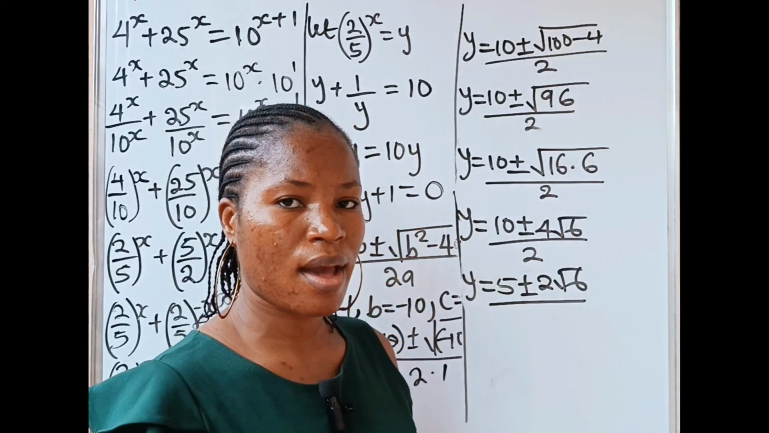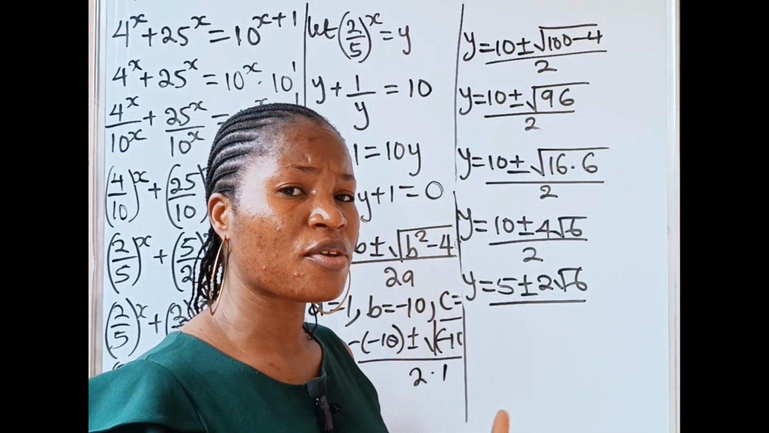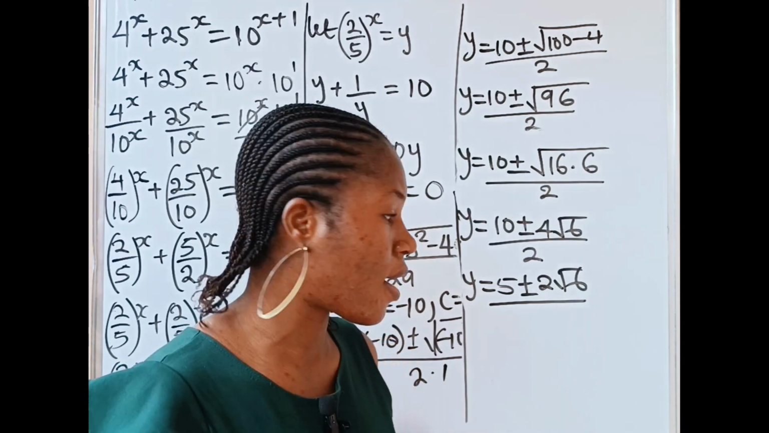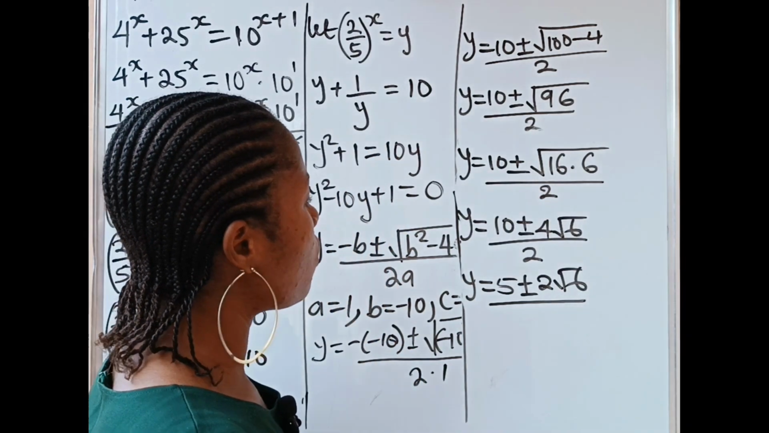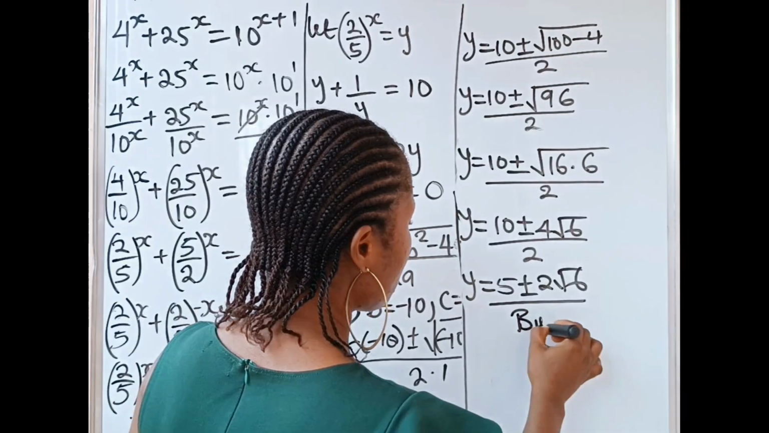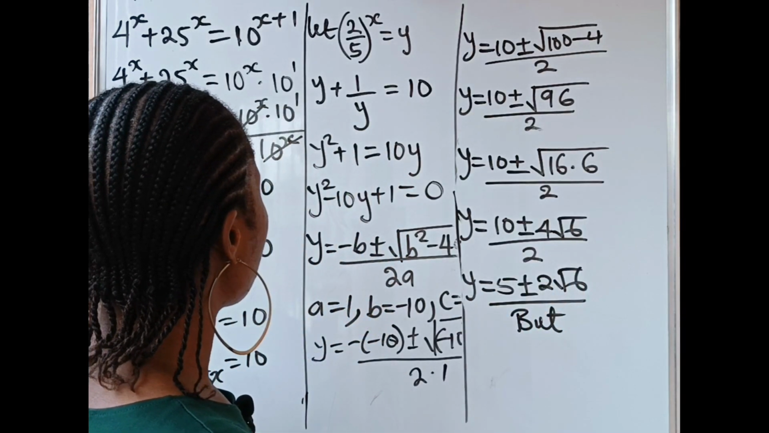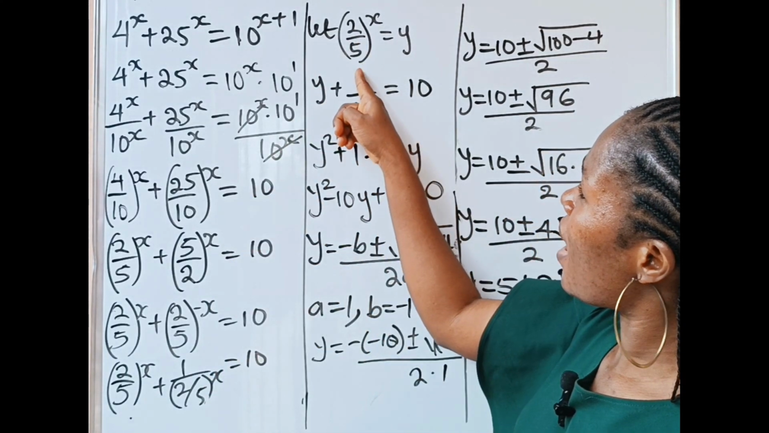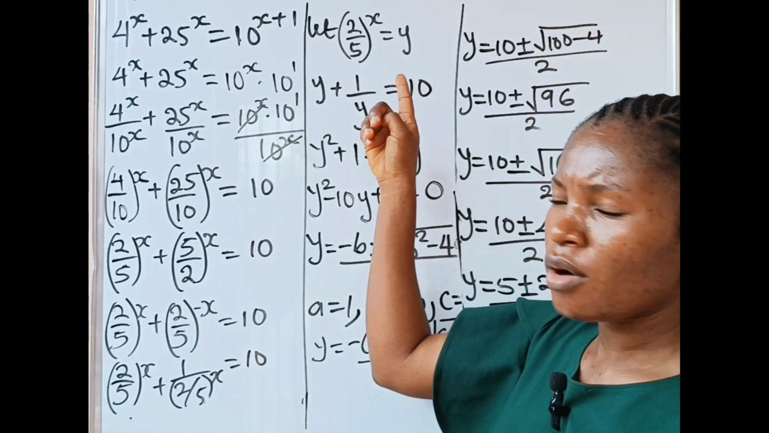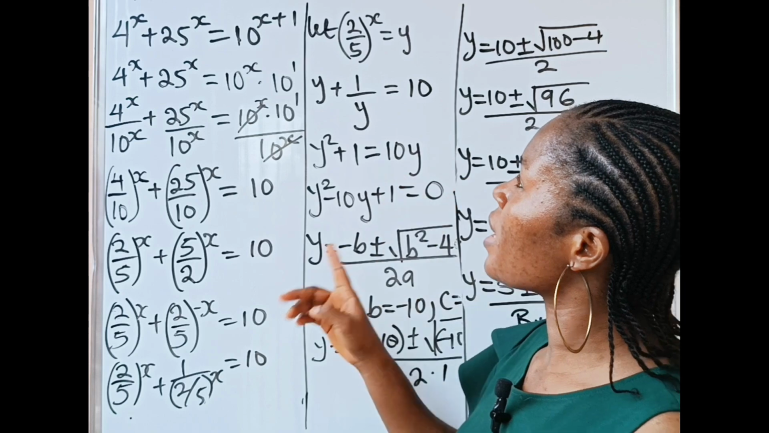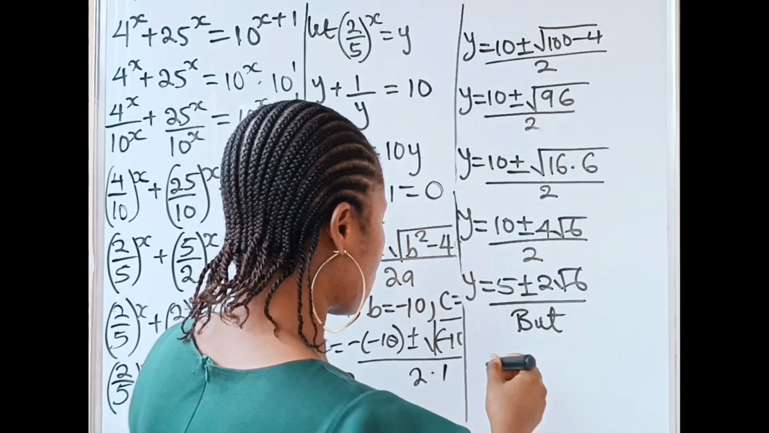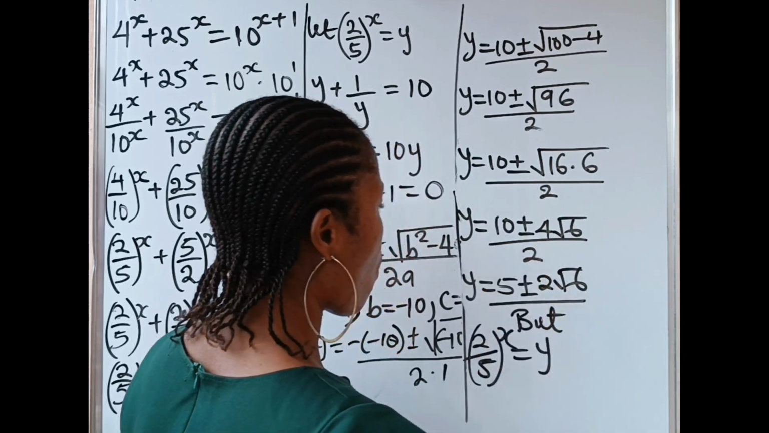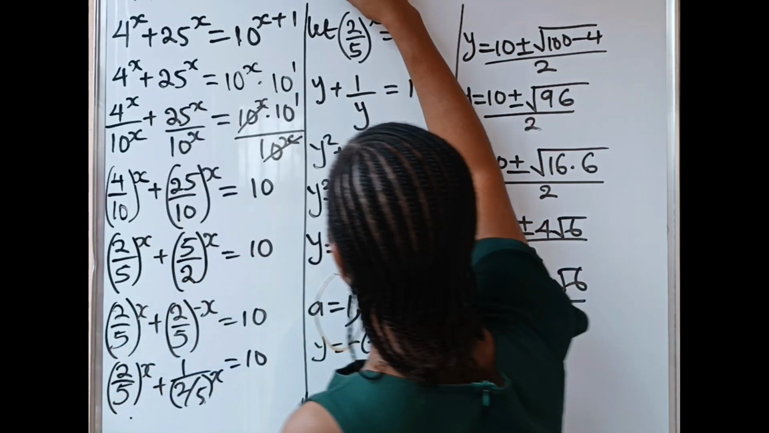Now this is our y, but recall that we are looking for the value of x and not the value of y, okay? All right, but you have to recall where we said let 2 over 5 to the power of x be equal to y, okay? 2 over 5 to the power of x is equal to y. Now let's continue from here.